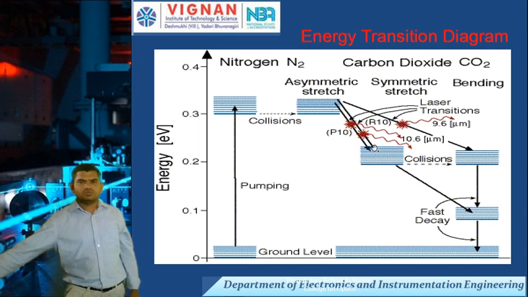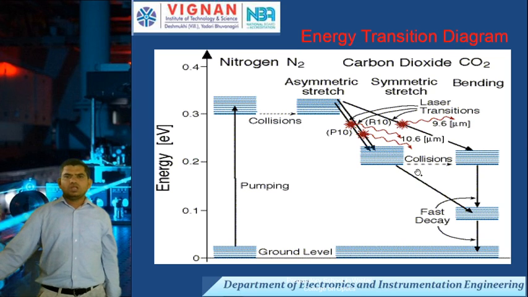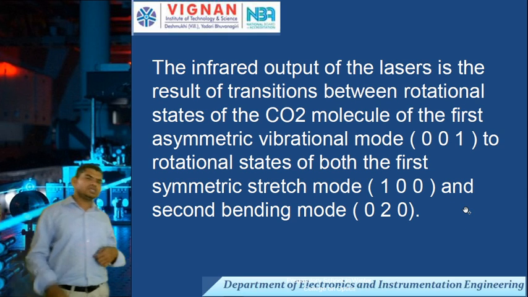Next step, that is the symmetrical state. Here the population inversion is achieved, and we are getting some laser beam output. After that, with fast decaying, the molecules fall down to the ground level. Now, how are we getting that output?